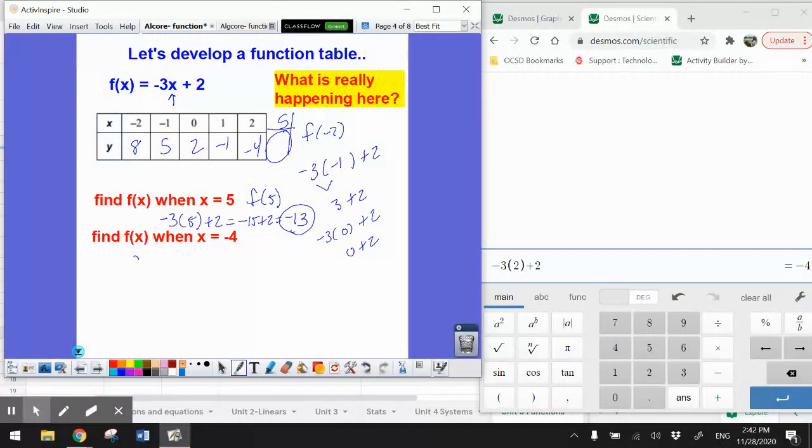Same process if I want to find f of negative 4, which is what this is. So negative 3 times the negative 4 plus 2. Negative 3 times negative 4 is 12. 12 plus 2 is 14. And function notation, the way that we normally write it, looks like this. So f of negative 4 equals 14, instead of x equals or y equals. Okay, we start with whatever number we substituted in. That is function notation.